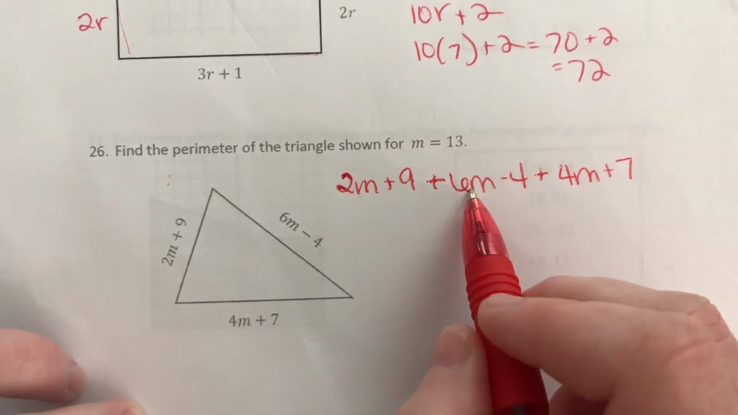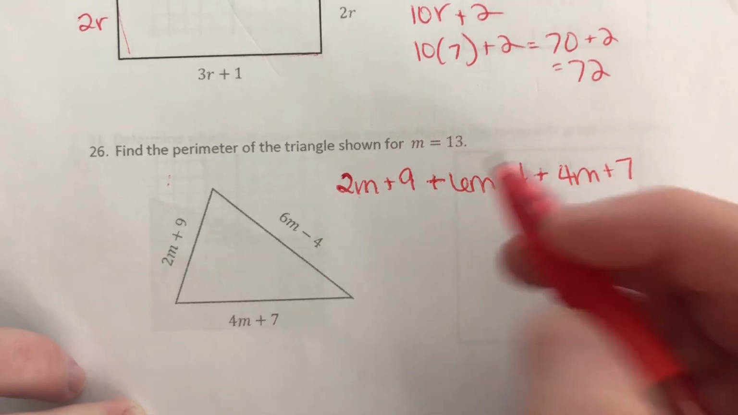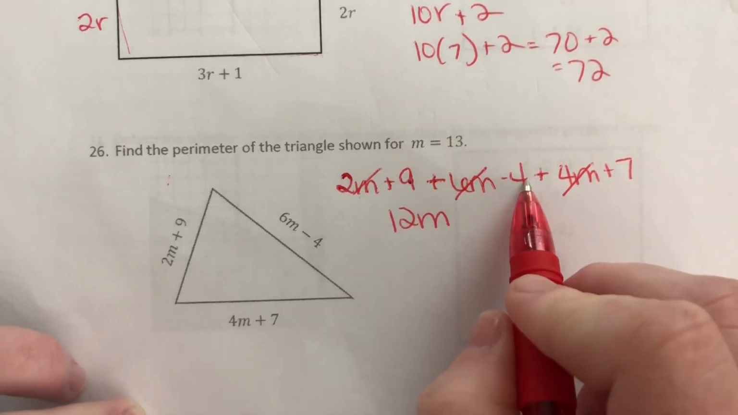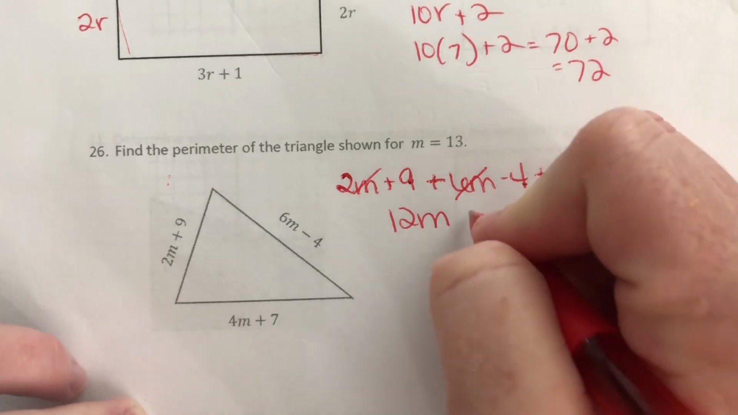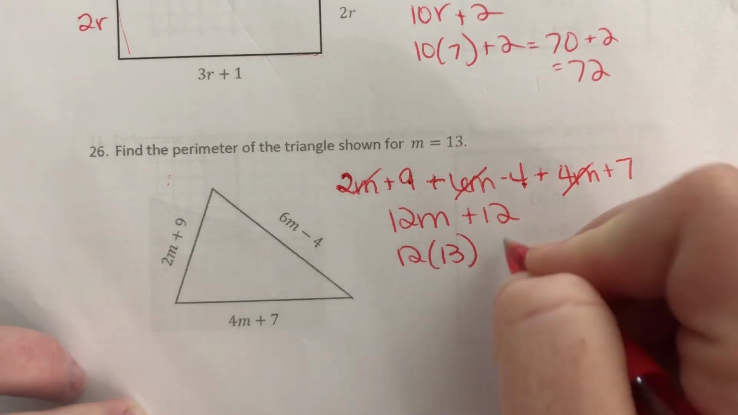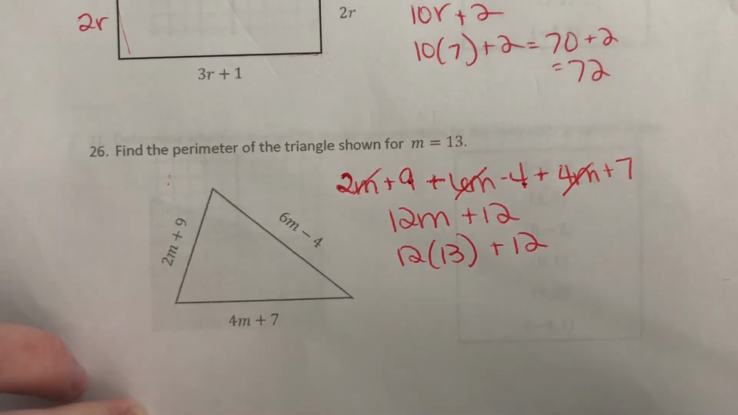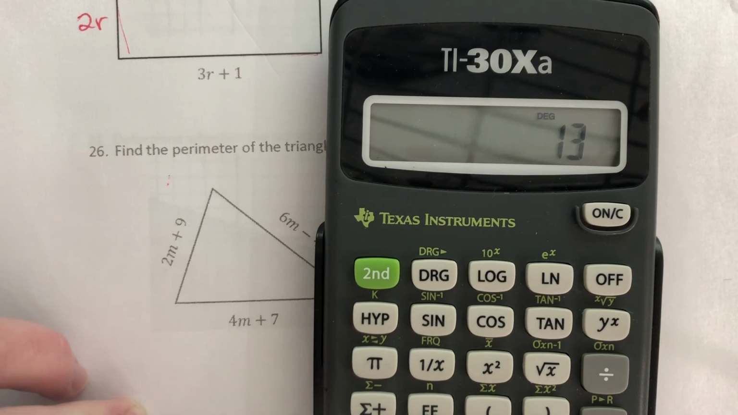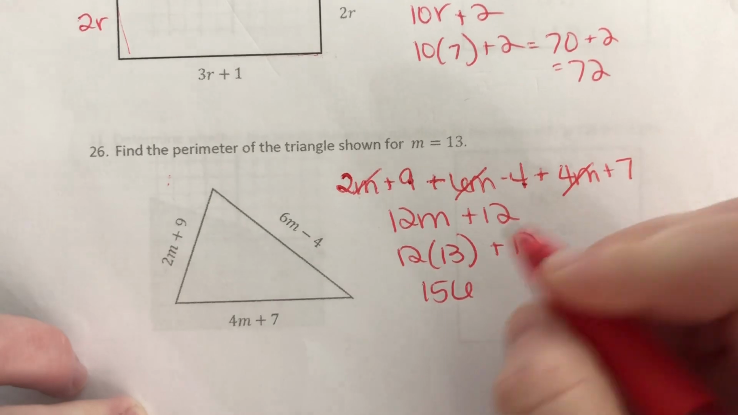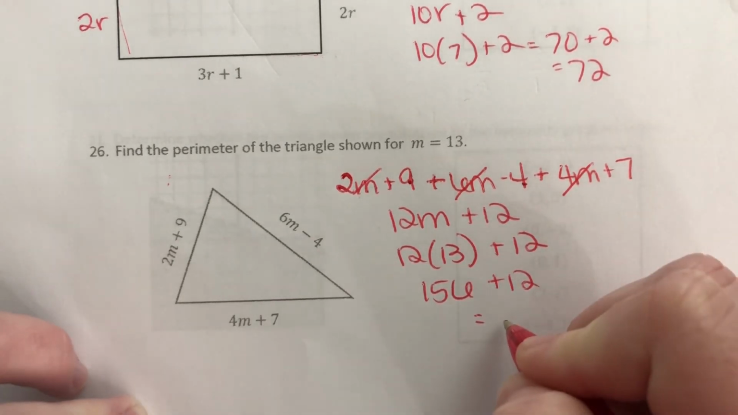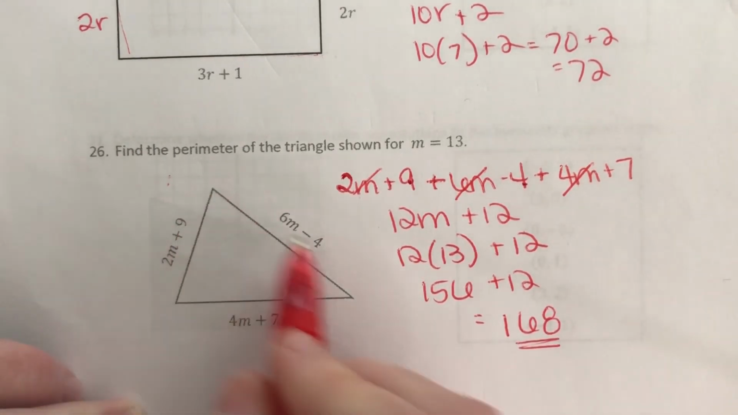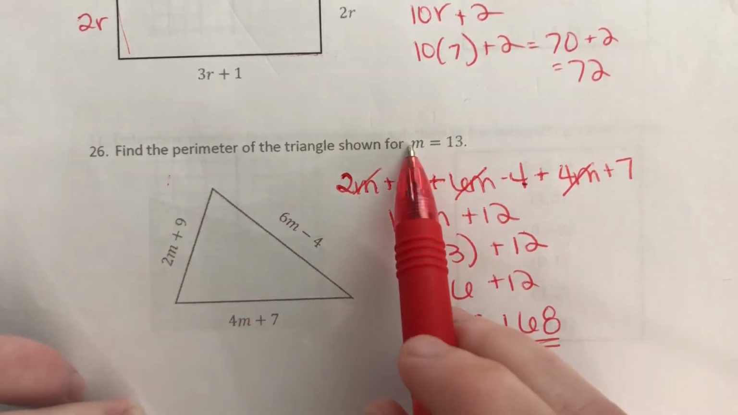So 2m plus 6m is 8m, plus 4m is 12m. So I combined all my like terms there. And then 9 minus 4 is 5. 5 plus 7 is 12. And then I want to plug a 13 in for m. 12 times 13 plus 12. 12 times 13 is 156, and 156 plus 12 equals 168. So 168 units all around the outside of this triangle if m equals 13.